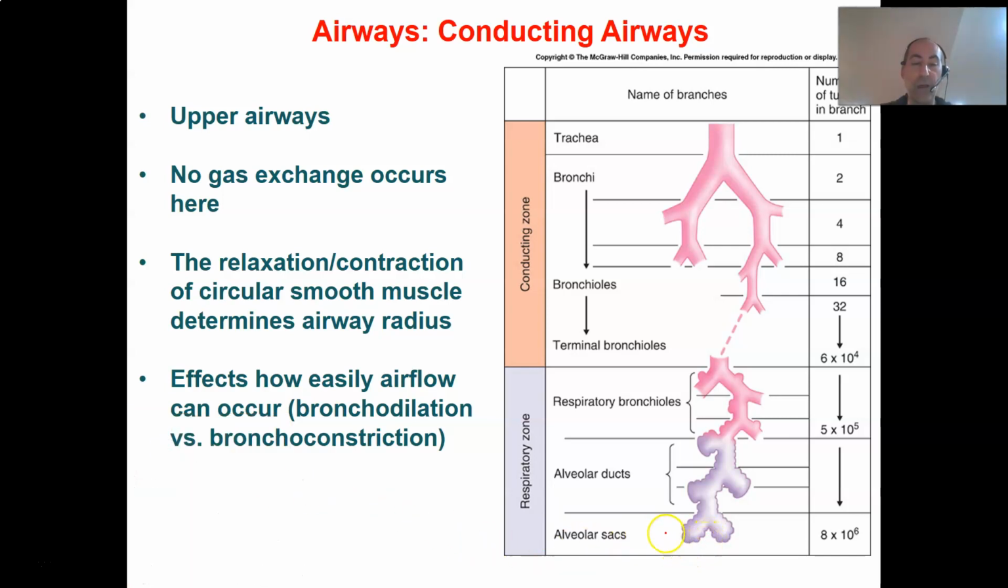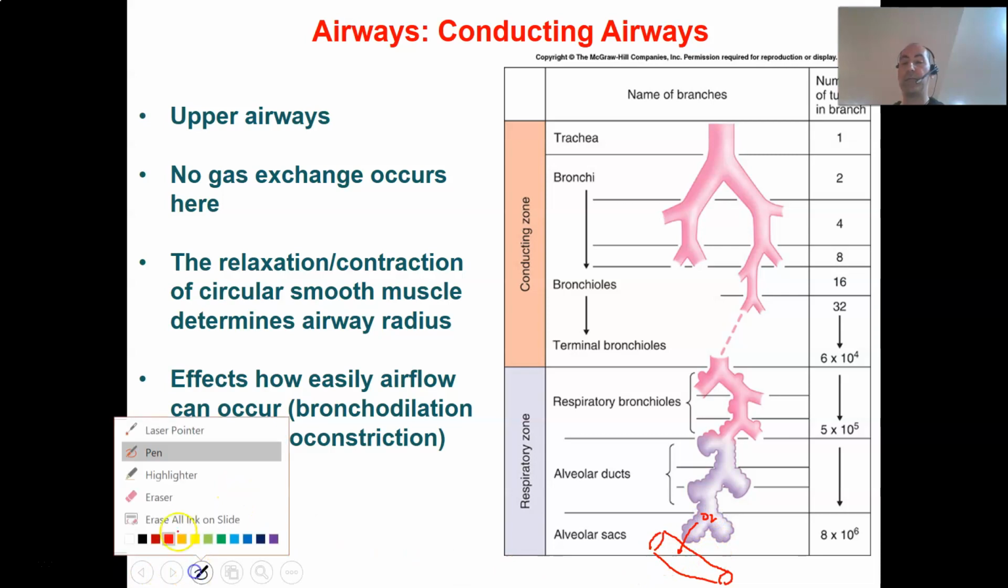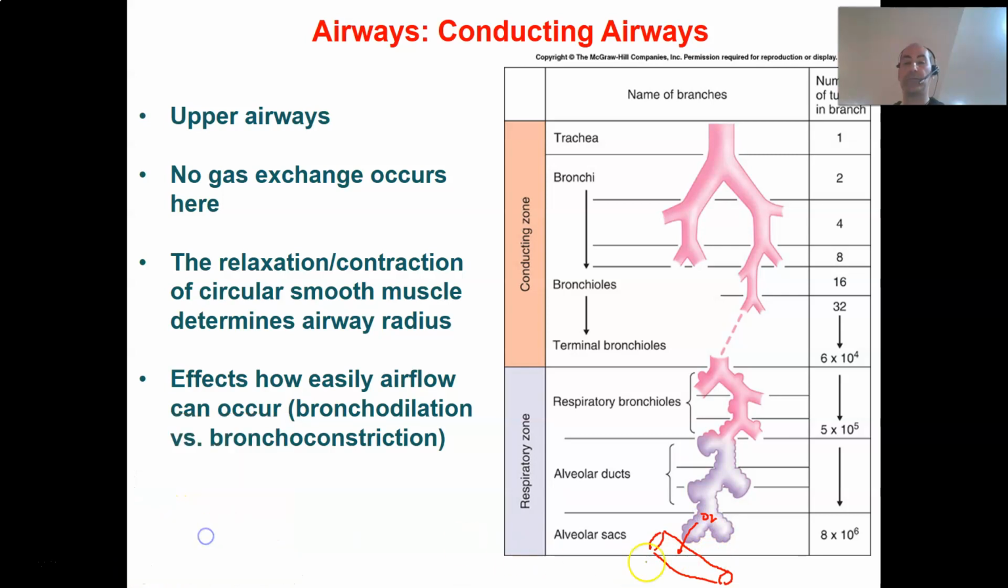Between the alveoli, and this is an example of a capillary, right? These capillaries would actually be surrounding the alveoli. So oxygen can come in to the capillaries, and CO2 can leave.